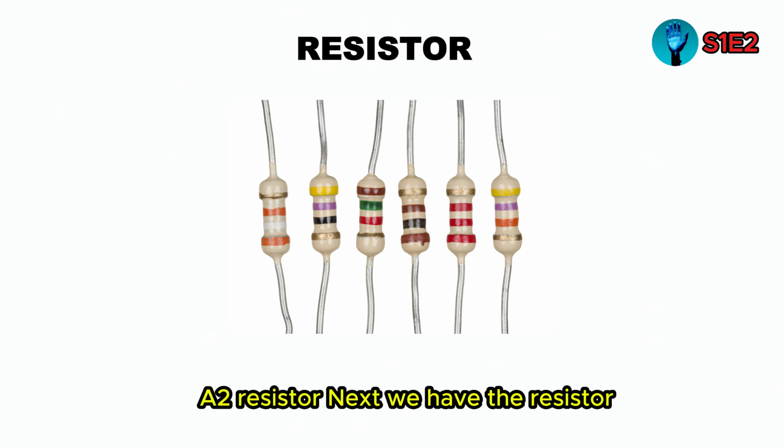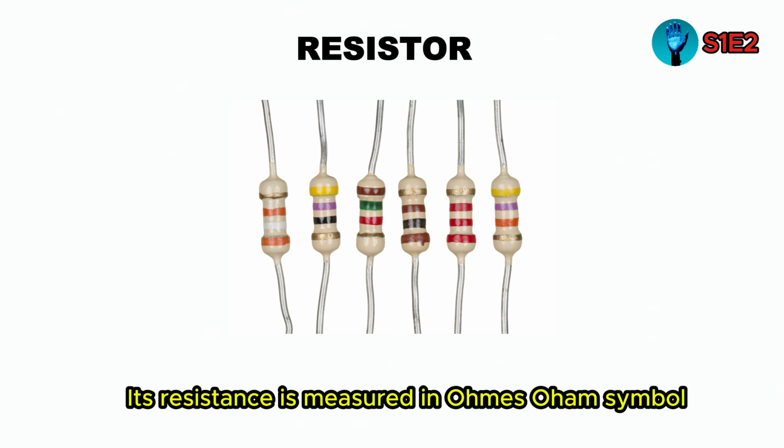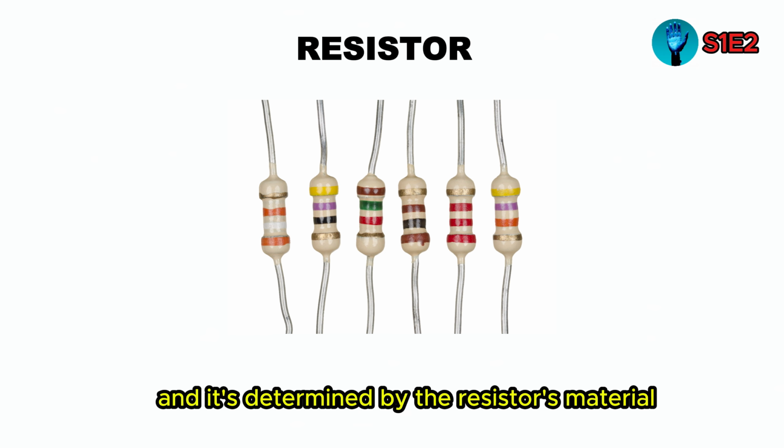Number 2: the resistor. Next we have the resistor, the current controller of every circuit. A resistor limits or reduces the flow of electrical current to protect components from damage. Its resistance is measured in ohms, and it's determined by the resistor's material and dimensions.